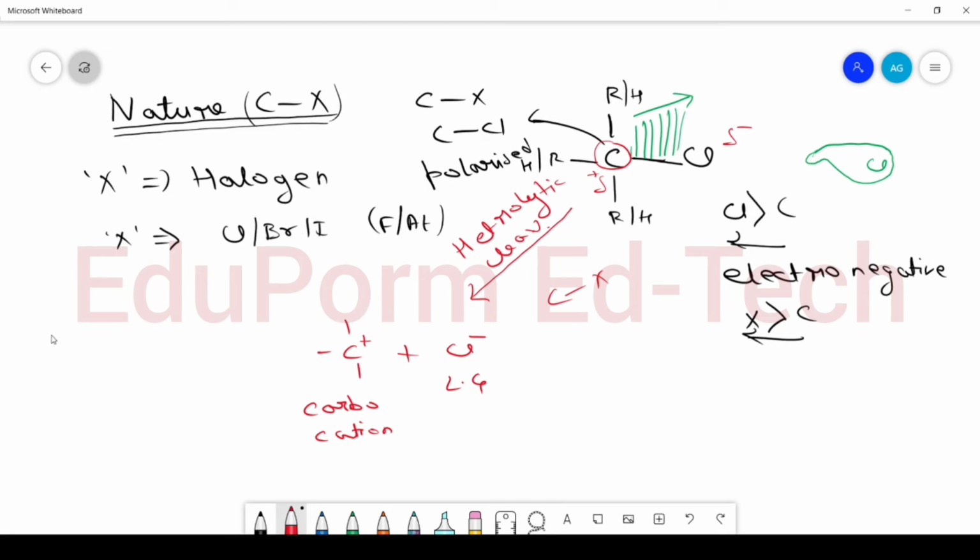So as we know, the bond length increases as we move from fluorine to bromine to iodine. So the bond length of the C-F bond is shortest, whereas the bond length of the C-I bond is the largest. To remember, the bond length of the C-F bond is 139 picometer, whereas the bond length of the C-I bond is 214 picometer.